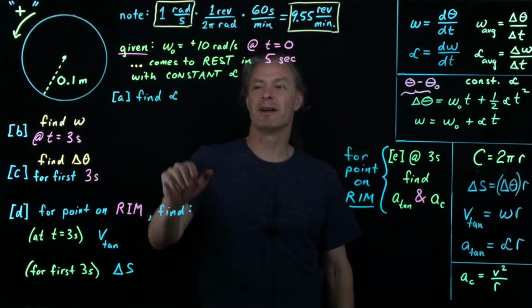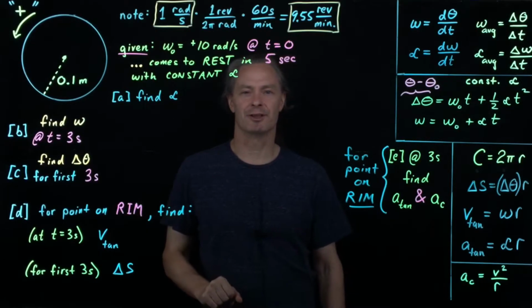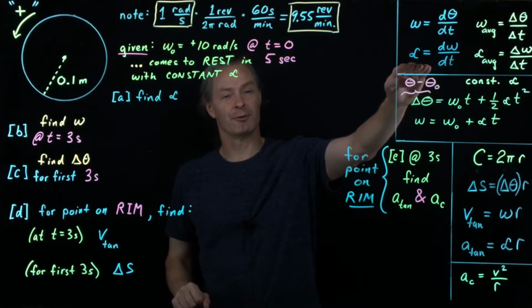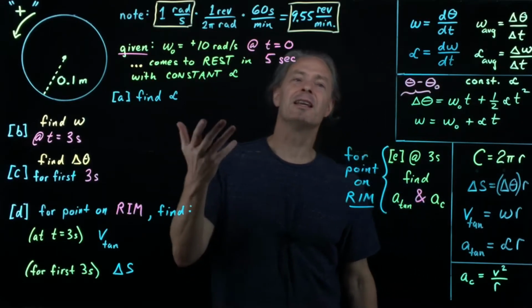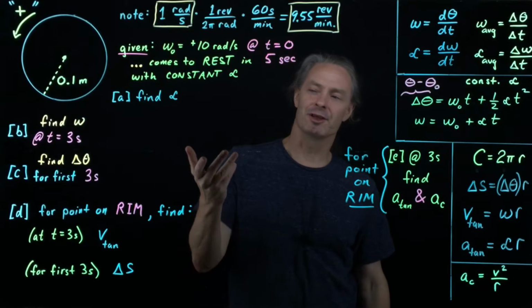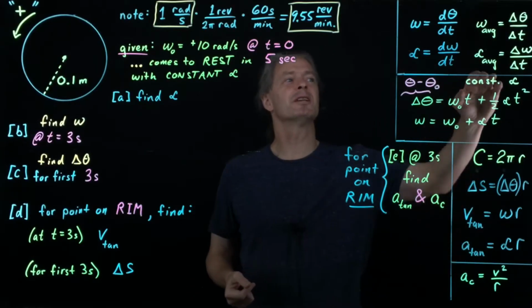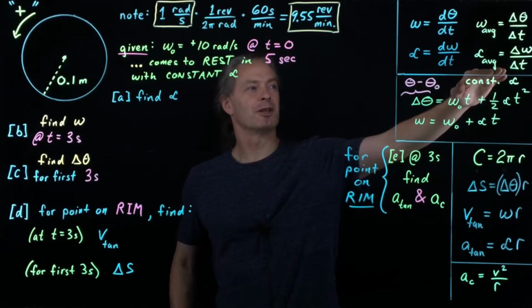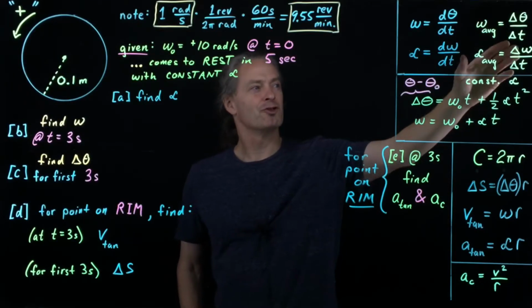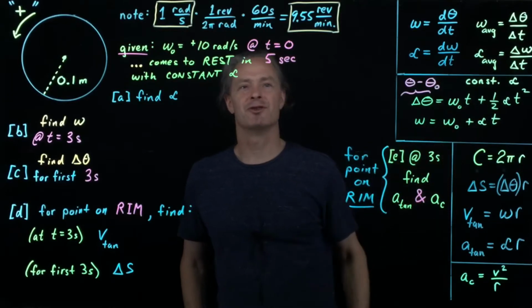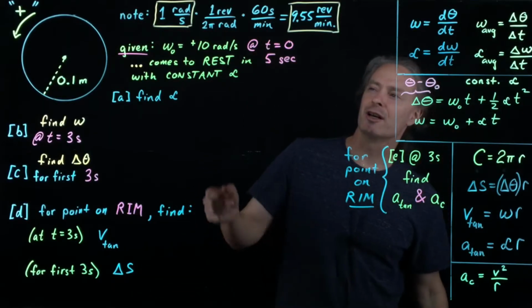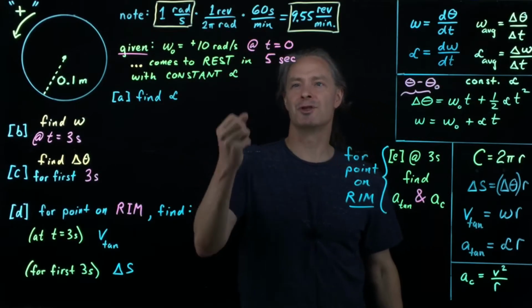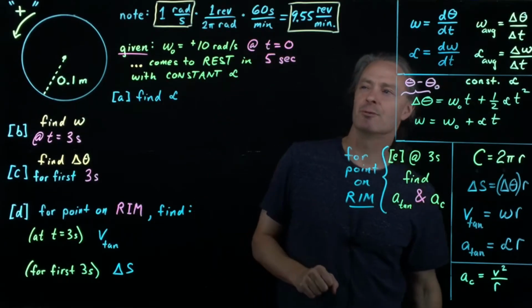Part A of this problem asks us to find that constant angular acceleration. Well, we can use the definition of angular acceleration, and we note that for any time period in which the angular acceleration is constant, it must be equal to its average value. So we can actually use this average angular acceleration expression. So we've got the change in angular velocity divided by the change in time. The angular velocity changes from 10 radians per second at time t equals 0 to 0 radians per second at time t equals 5 seconds.